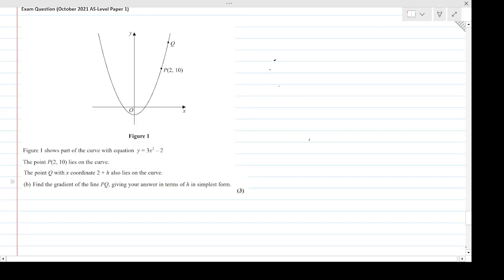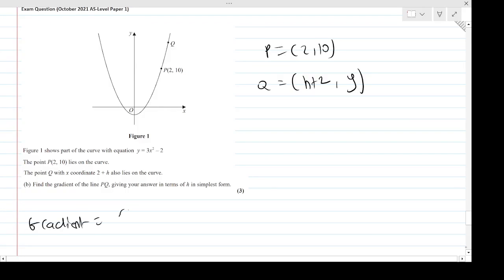Anyway, so Q has x coordinate 2 plus h. So P has coordinate (2, 10), and Q, we're told, has an x coordinate of h plus 2, right? And it also lies on the curve. But obviously then it's going to have a y coordinate, right? And it says find the gradient of the line PQ. So again, the gradient is going to be changing y over changing x.